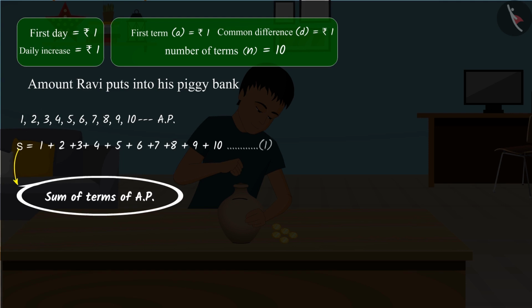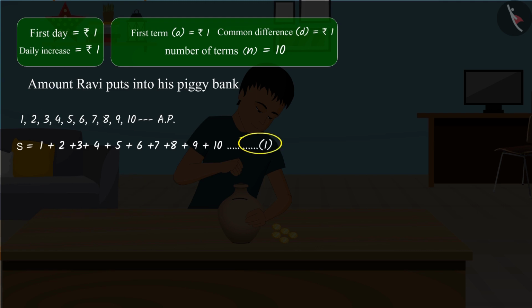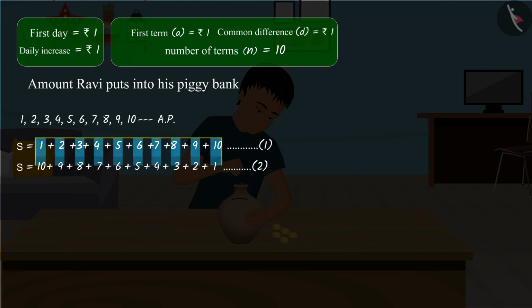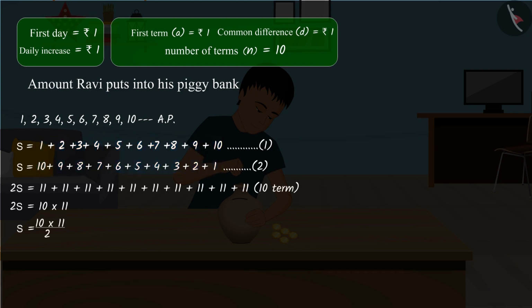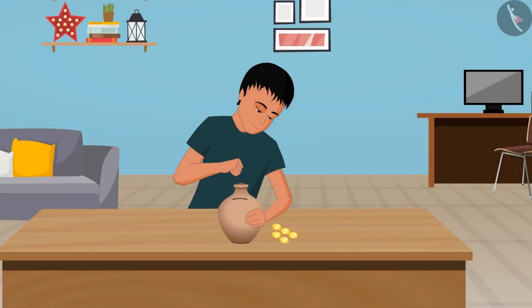We can denote it by equation 1. By writing the terms of equation 1 in reverse order, we get equation 2. The equations 1 and 2 represent identical values. By adding equation 1 and 2, we get S equals 55. Hence, Ravi has collected a total of 55 rupees in his piggy bank so far.